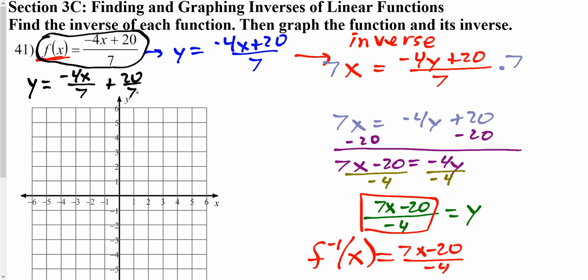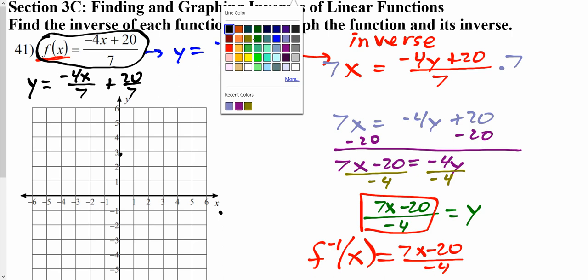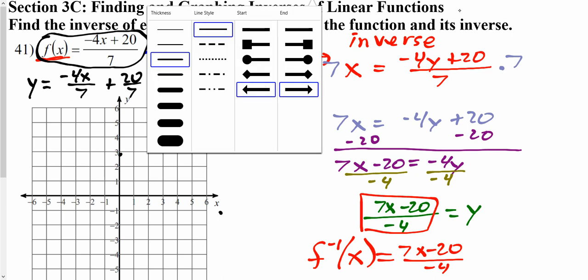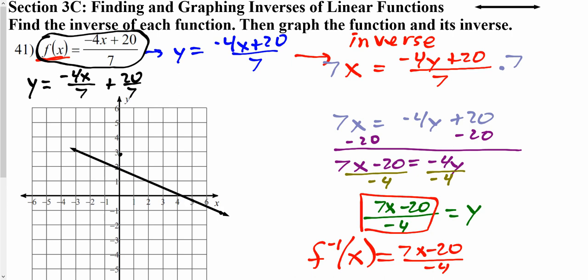Our y-intercept is 20 over 7, which, as a decimal, is just a little bit under 3. And then I have to look at my slope, negative 4 over 7. So down 4 and over 7. And then I need to go ahead and draw in a line going between those 2 points. And I'm going to label this as f of x.